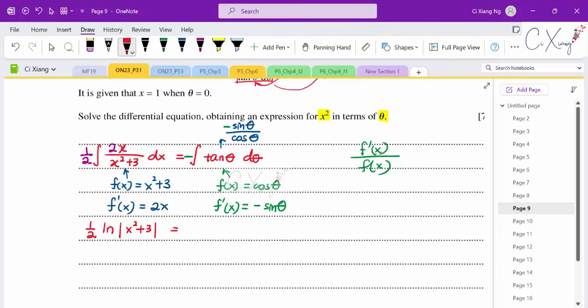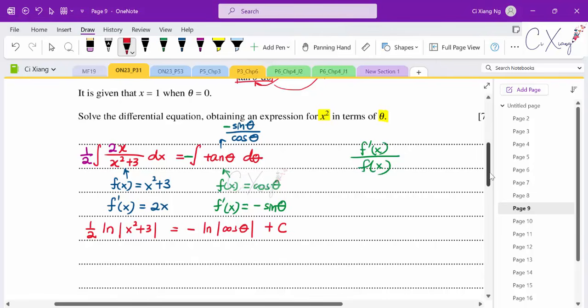Then equals to, for tangent, now I'm having negative sine theta over cos theta, which is also f prime x over f x pattern. So to integrate f prime x over f x pattern, you're having negative, copy the negative outside, then ln f x. So what's my f x here? Cos theta. So I successfully integrate the whole equation here. I need to put a plus c, a constant term at the back, and find out the value later.